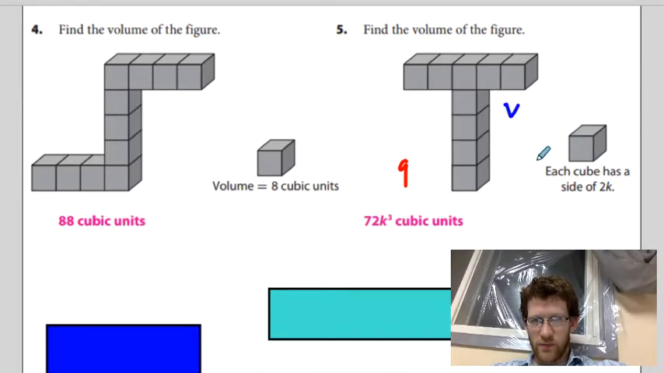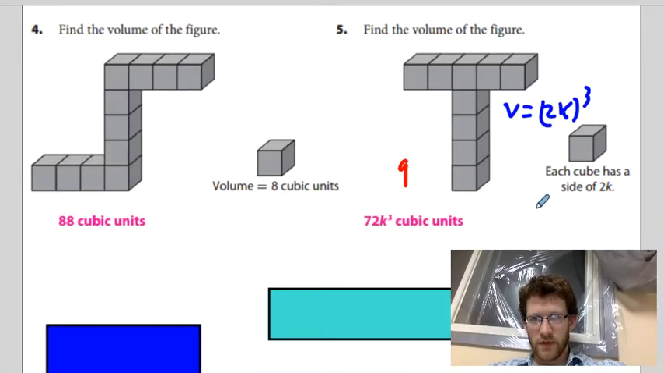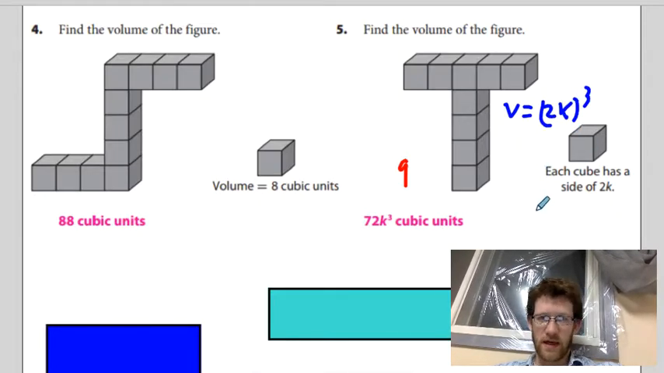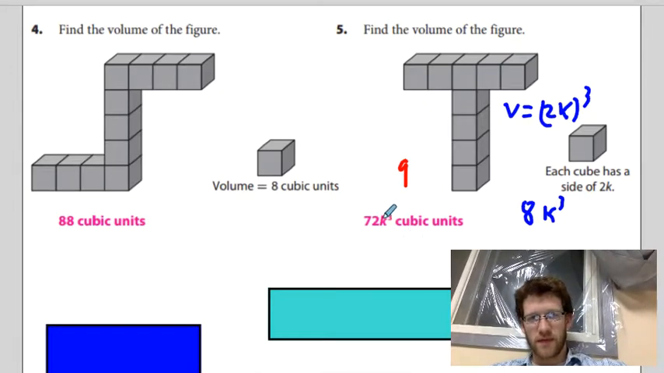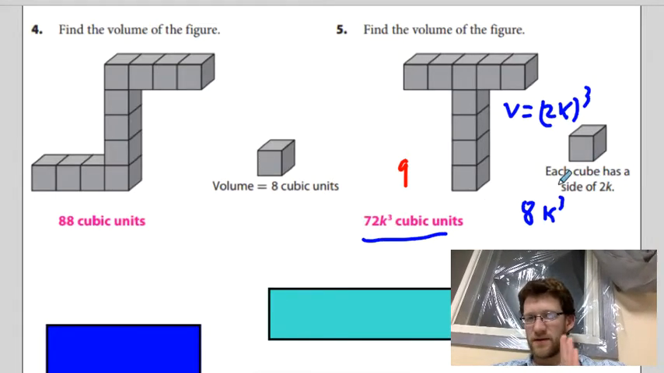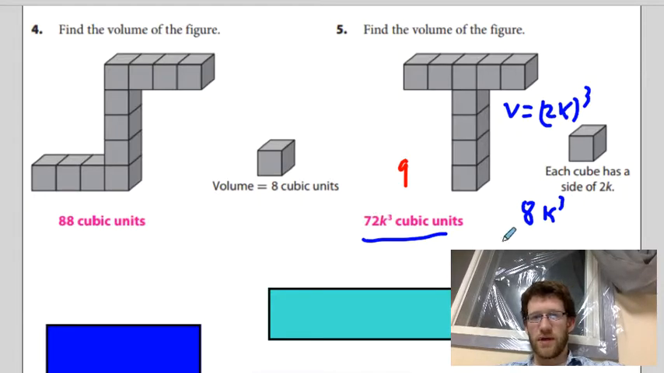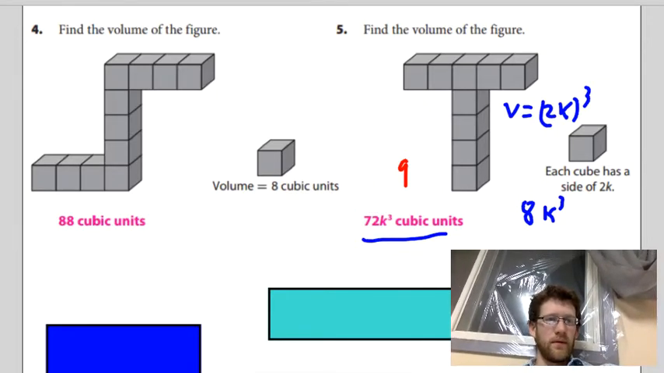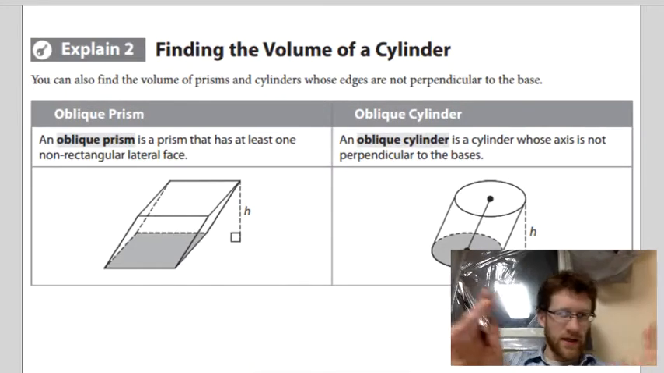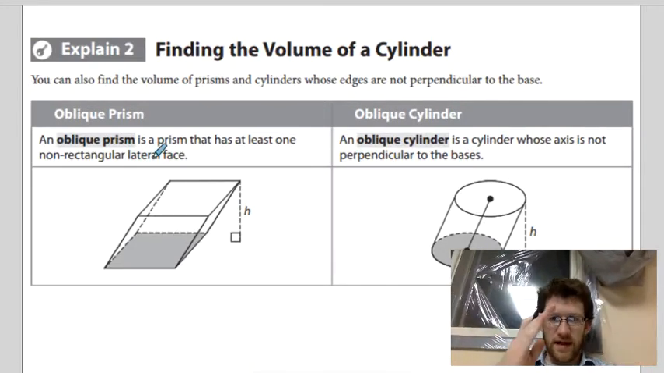So the volume, right, is equal to 2 times k, and we're going to cube that whole thing, right? So what is 2 times k times 2 times k times 2 times k? Well, that's 8k cubed. What is 9 times 8k cubed? It's 72k cubed. So I understand that that's a little difficult, but k here is just like a scale factor. Think of it as a number. If you had plugged in 1 for k, this would be 72 cubic units, right? If you had plugged in 4 for k, it would be a huge number. Okay. Interestingly enough, it doesn't really matter if these things are slanted or not.